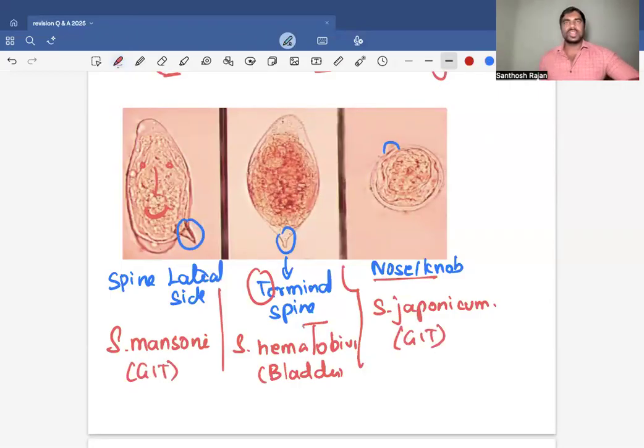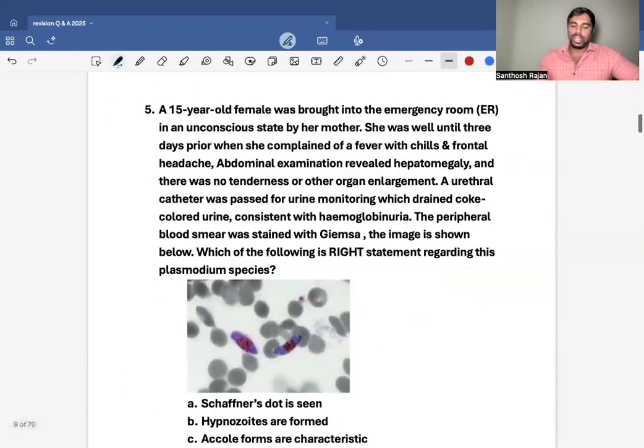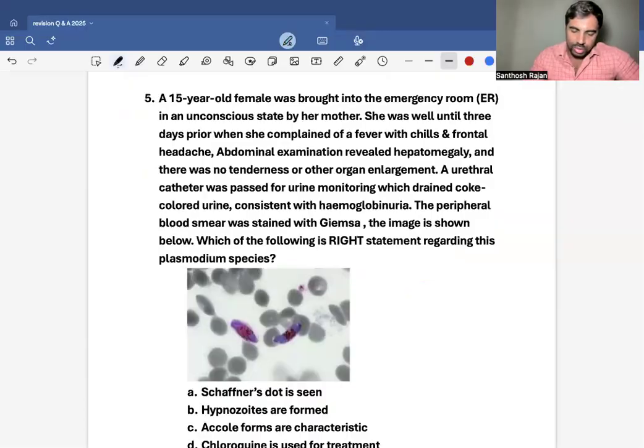You also call bilharziasis Katayama fever. Okay, so those are other things. Katayama fever will come for Mansoni and Japonicum. Okay, Katayama fever. This is causing bladder carcinoma. Okay, that's all. This much only you should know. Very easy. Now, next question. Another very easy question, repeated question.